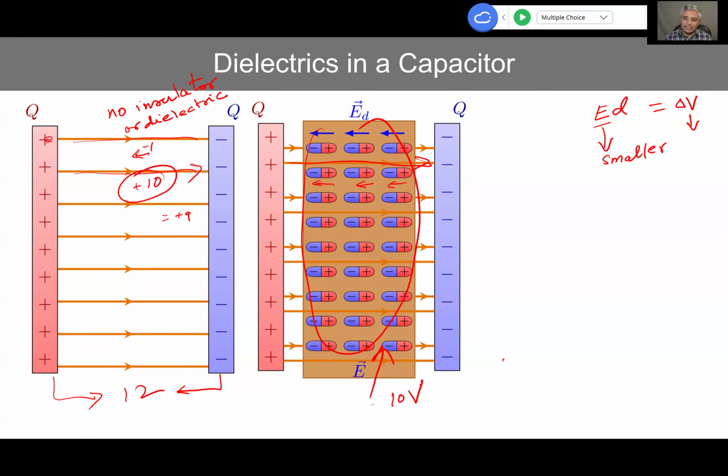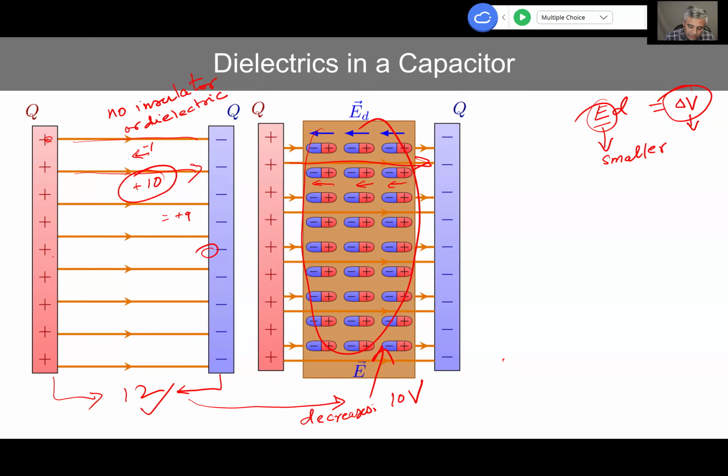So 10 volt, 12 volt, these are just random numbers. But what I'm saying is it decreases. That's what this equation tells us. Field decreases means potential difference also decreases. d we haven't changed, right? d is the separation distance between them, which hasn't changed. So field change means the potential difference changed. So what that means? Now it has more room for the charge to get to that 12 volt. Okay, so we can transfer more charge.